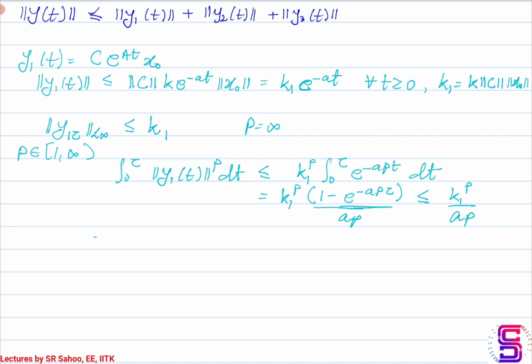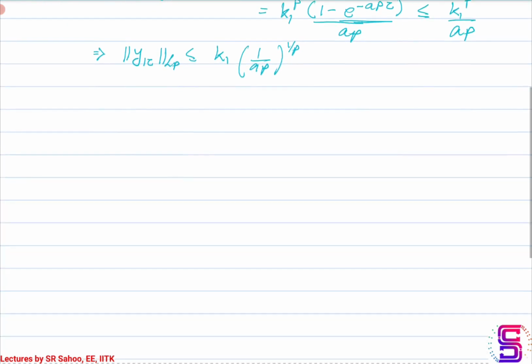So this indicates that the LP norm of y1 tau is less than or equal to k1 multiplied by (1 by ap) raised to the power 1 by p. This holds for p in the range 1 to infinity, infinity excluded. So this is for y1.